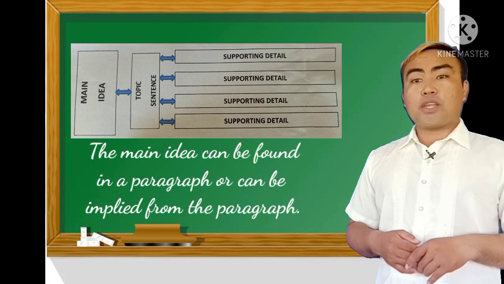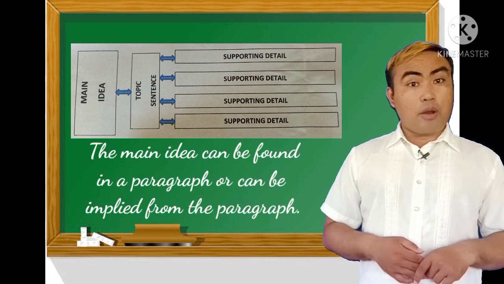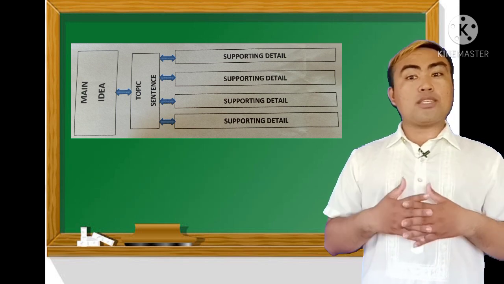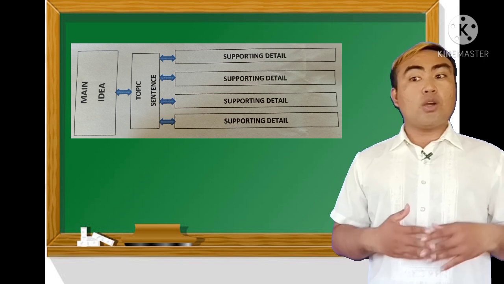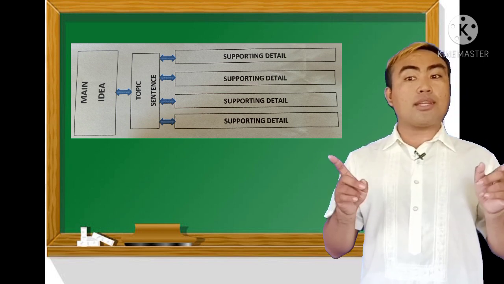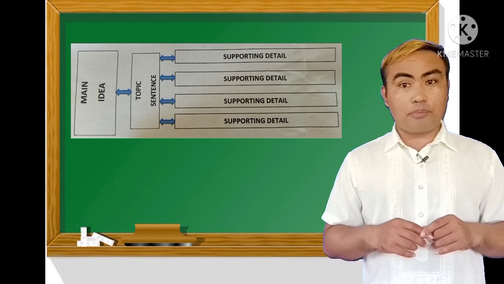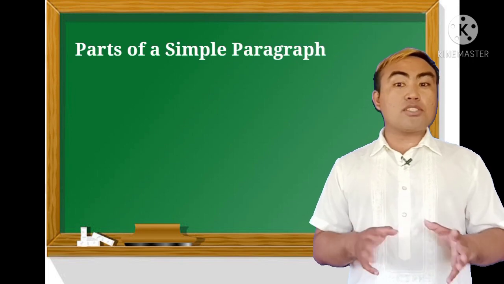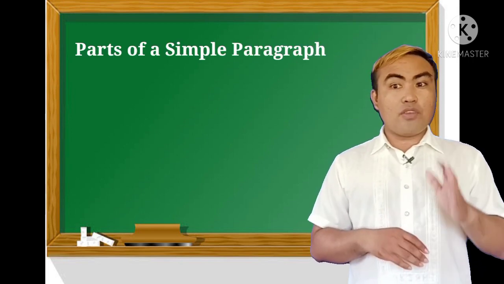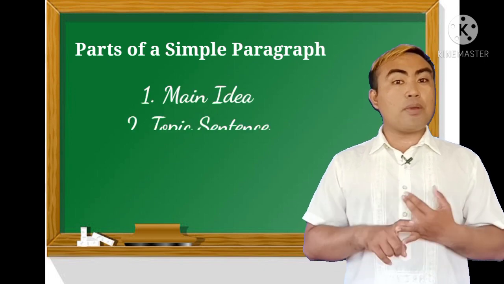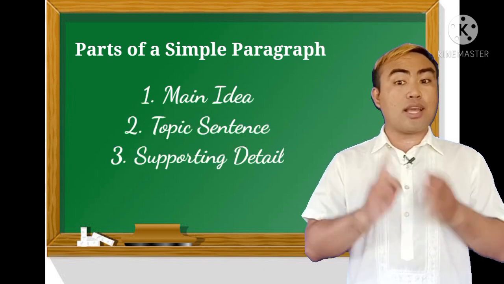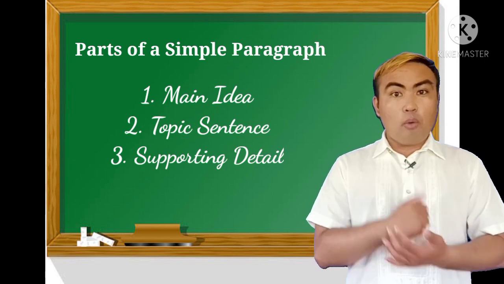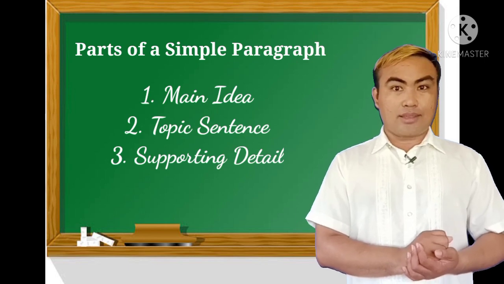The main idea can be found in a paragraph or can be implied from the paragraph. As you can see, in the structure of the paragraph, it uses arrows pointing in both directions, which indicate the interrelatedness of every part of the paragraph. When you were in grade 3, you discussed the parts of a simple paragraph. These parts are the main idea, the topic sentence, and the supporting details, or the sentences that are related to the topic sentence. It supports the topic sentence.